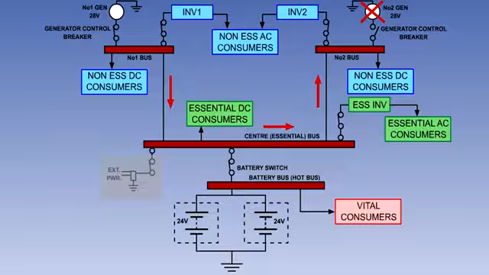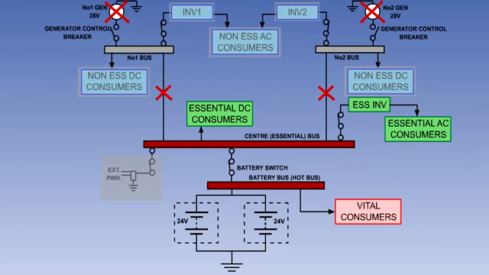In the event that one generator should fail, it is automatically isolated from its respective busbar, and all busbar loads are then taken over by the operating generator. Should both generators fail, however, non-essential consumers can no longer be supplied, and the connections between numbers 1 and 2 busbars and the center busbar will be broken.